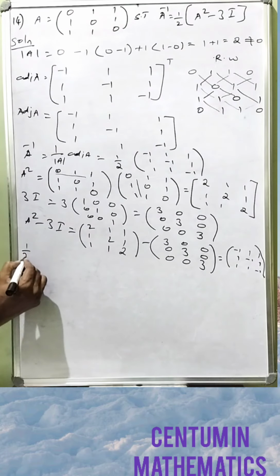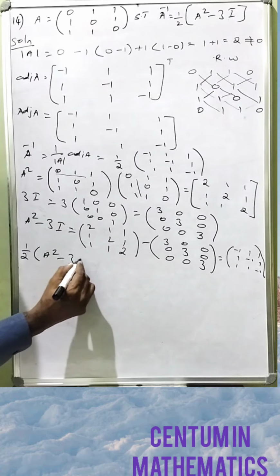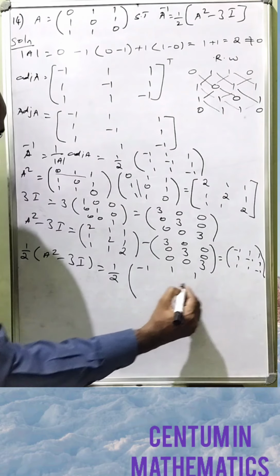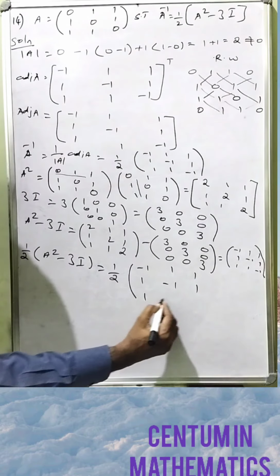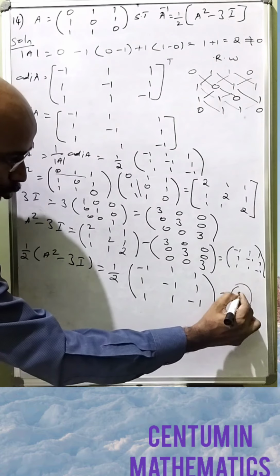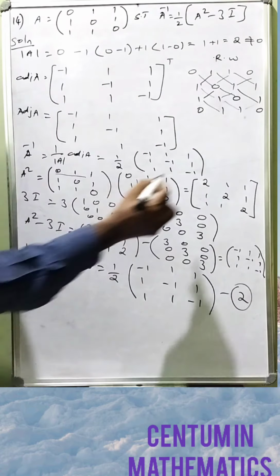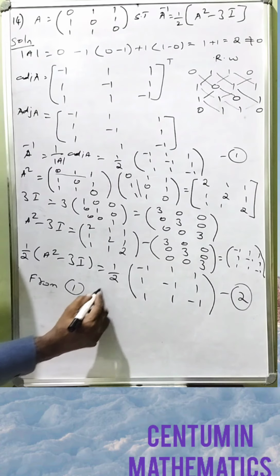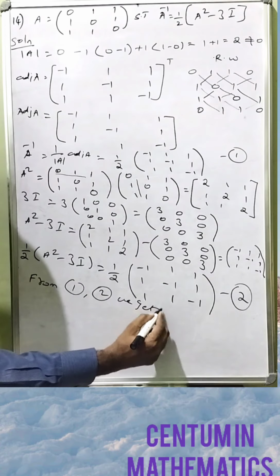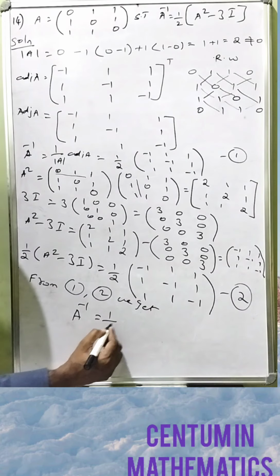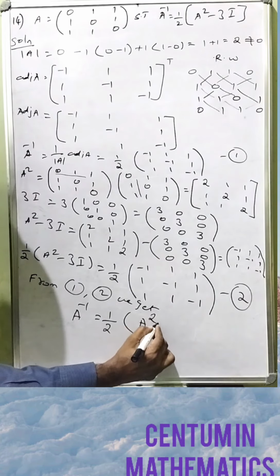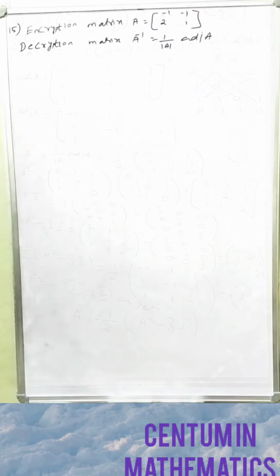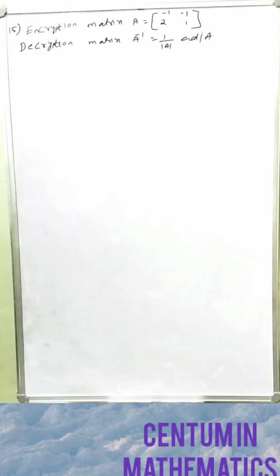So we need 1 by 2 into A square minus 3I. So 1 by 2 into, just write, minus 1, 1, 1, 1, minus 1, 1, 1, 1, minus 1. Give this the name equation number 2. Already we found A inverse, equation number 1. From 1 and 2, we get the result A inverse equals 1 by 2 into A square minus 3I. That's all. It is the way we have to prove it.